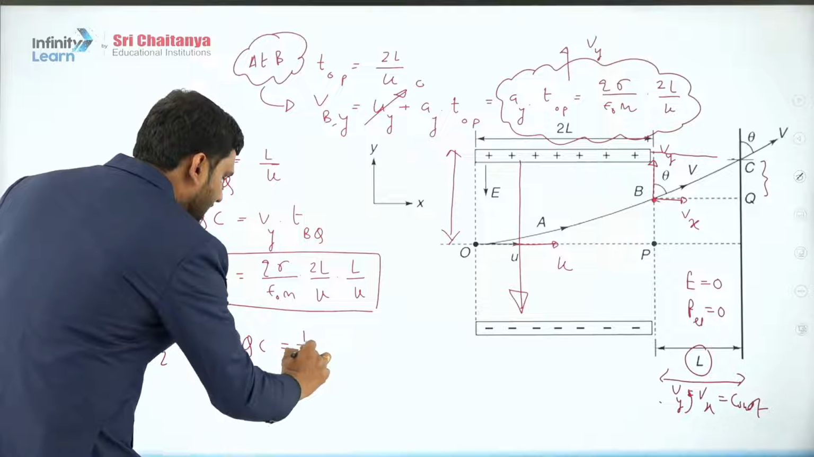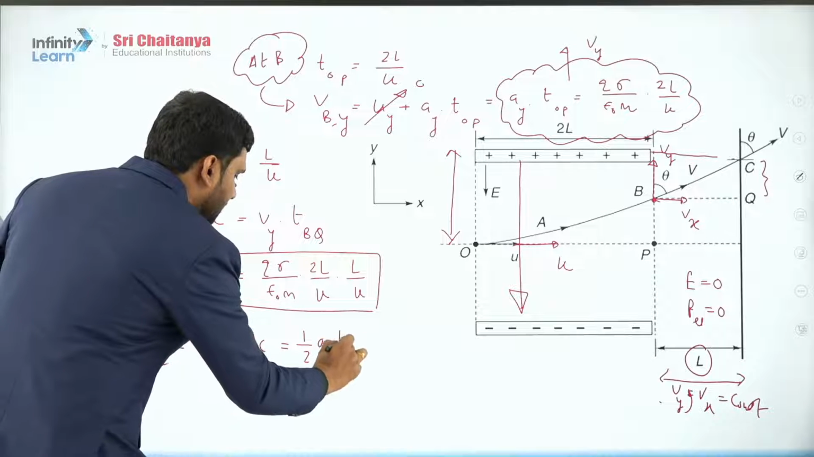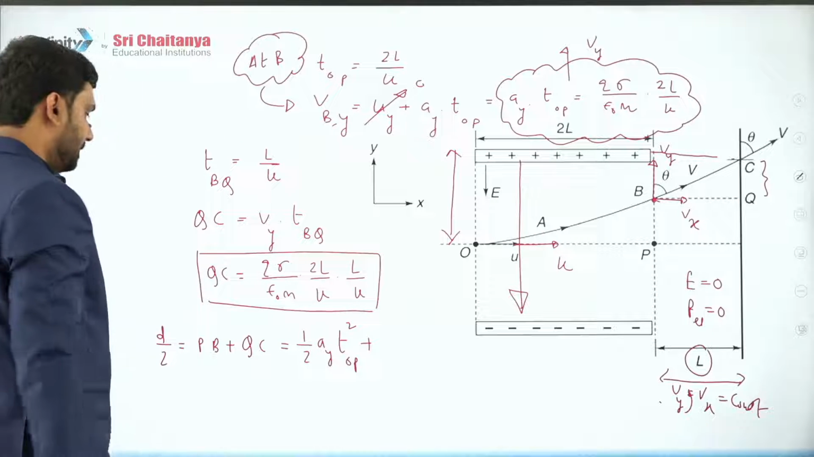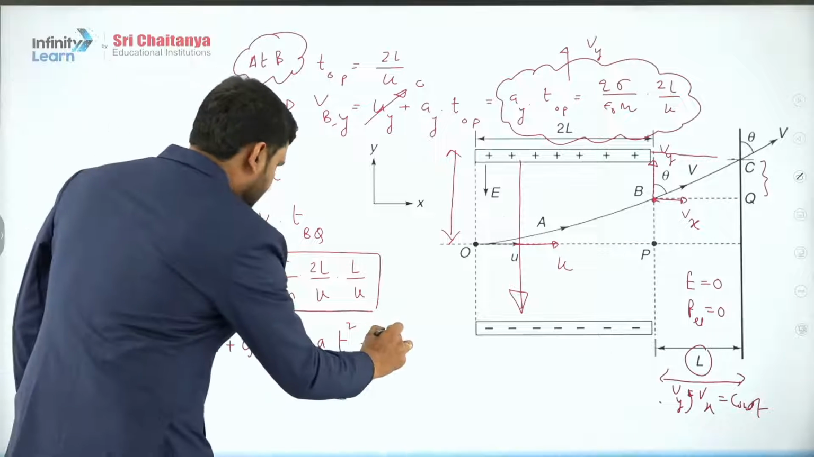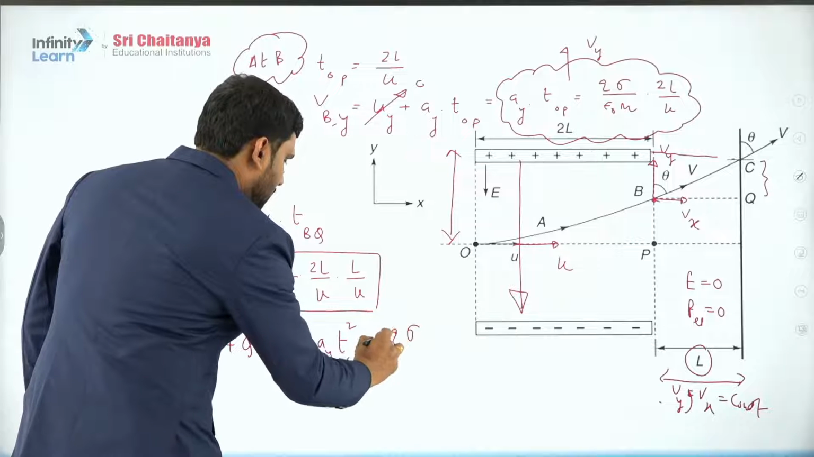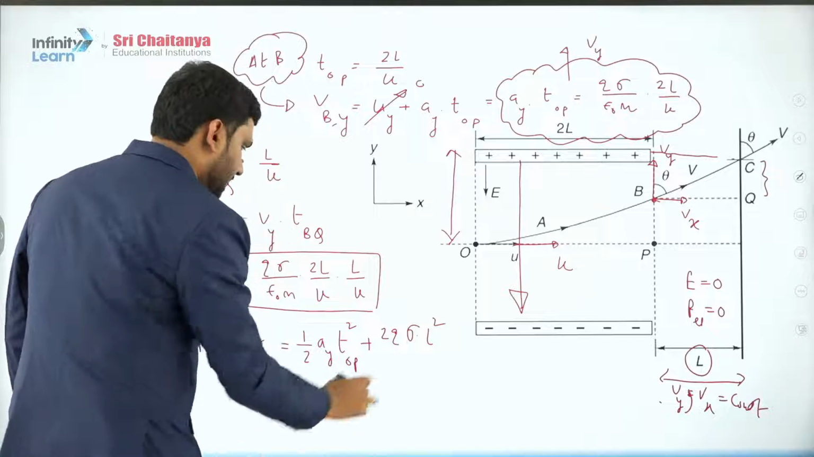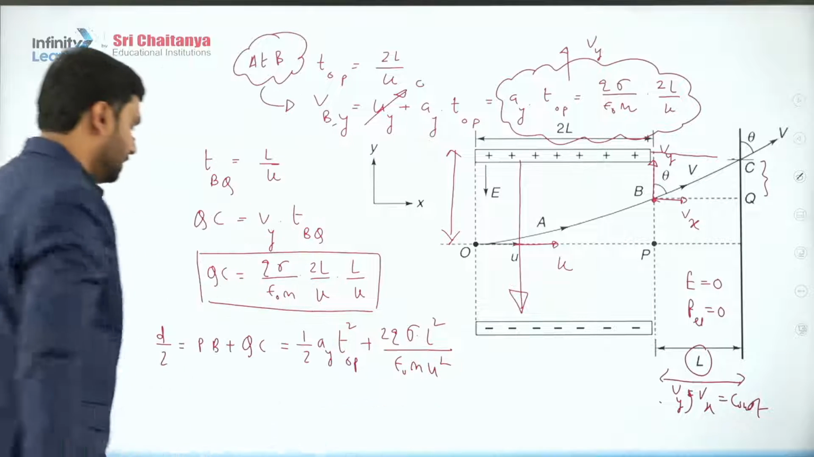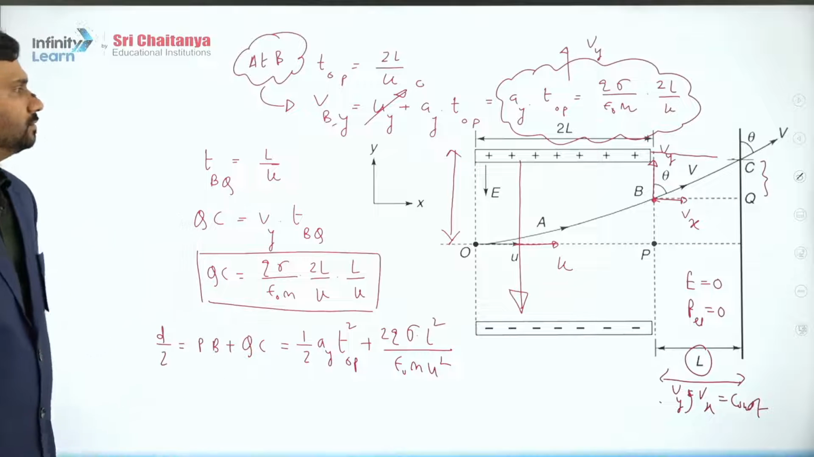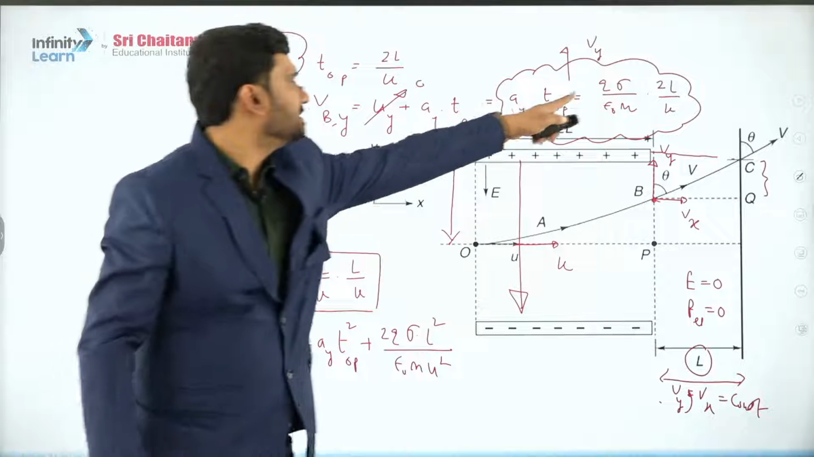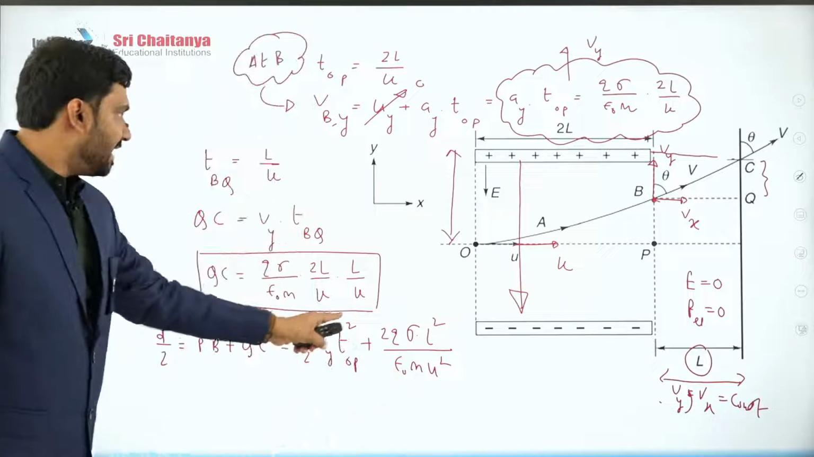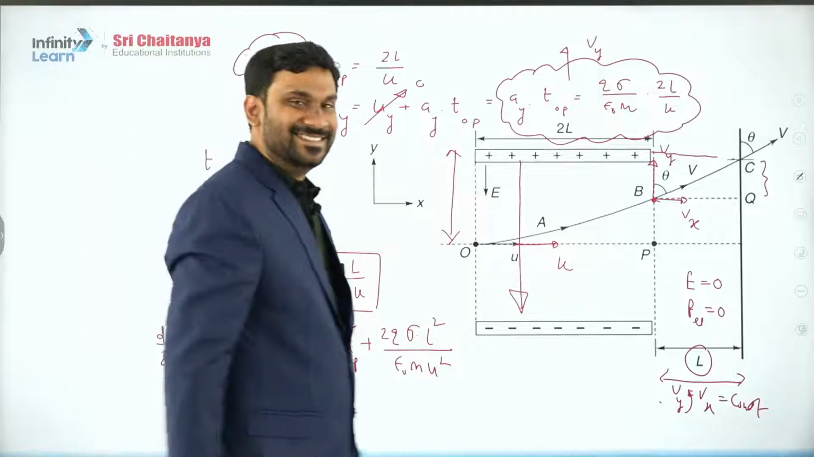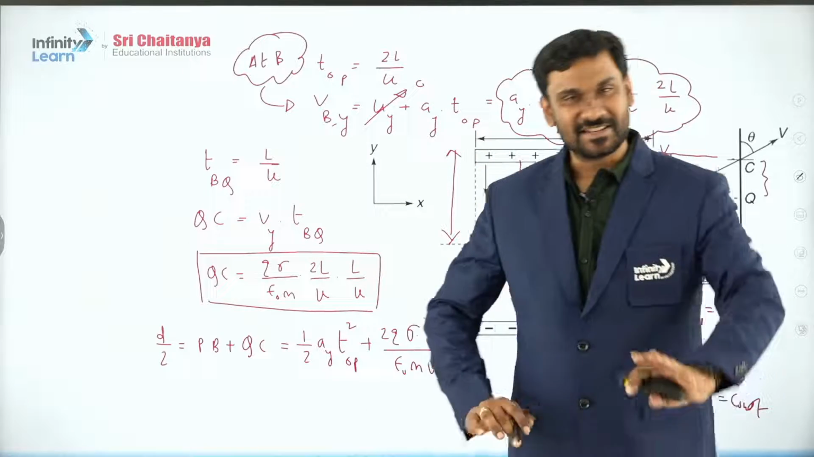Very simple. How much is Pb? Pb is simply half into Ay into T, journey time from O to P, whole square, plus Qc. I have already got it. That is 2 q sigma L square divided by epsilon naught m u square. Acha, we know Ay value. Where is Ay? Ay is this. We know journey time OP. Yes, we know journey time OP. I can substitute, I will get the answer. Simple. Did you understand?